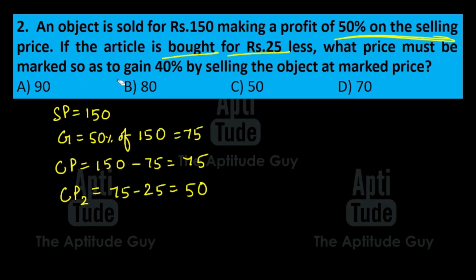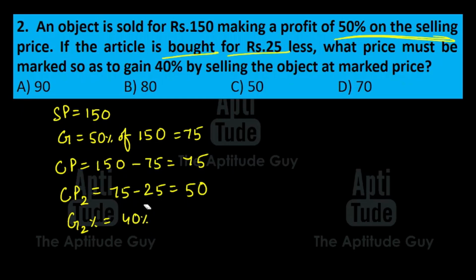What price must be marked so as to gain 40% by selling the object at marked price? The mention of marked price over here is absolutely useless. It makes no change to the final answer. Because they are selling the object at marked price. If you're selling it at marked price, what's the point of giving marked price? The question is simply asking, if the gain is 40%, then what will the selling price be? That's all. So there is a gain which is 40%.